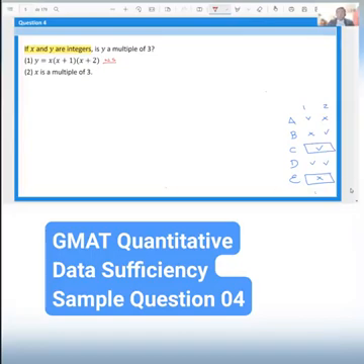And since here you see that x is a multiple of 3, you can gather nothing about y, because this statement doesn't mention anything about y. You cannot relate this information to y, and so the statement would look insufficient as well.